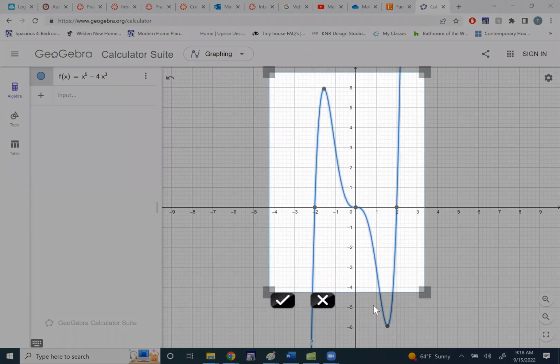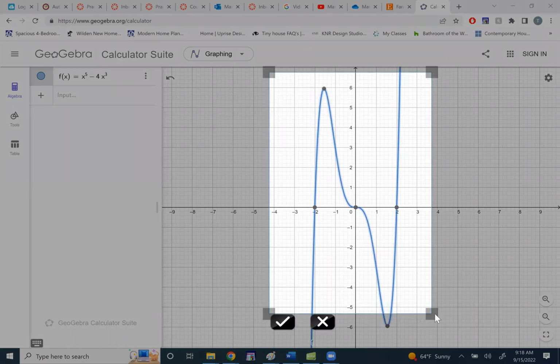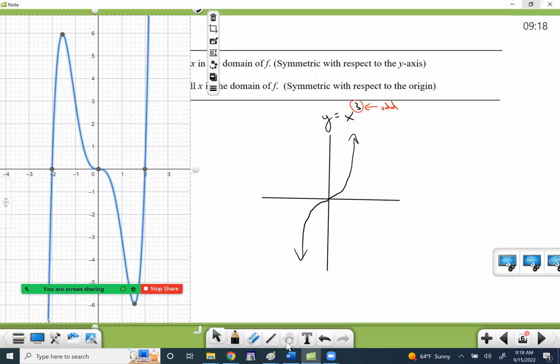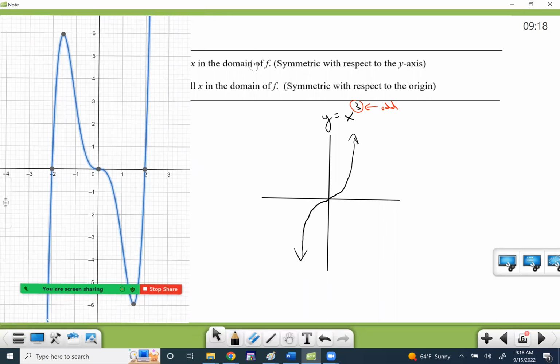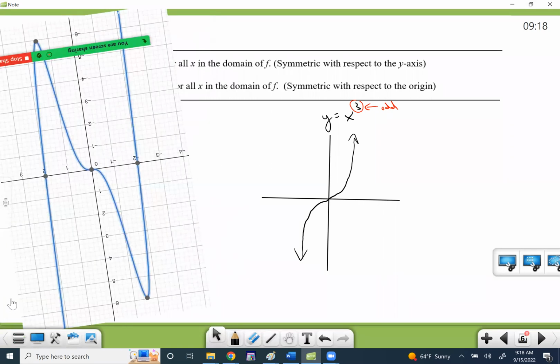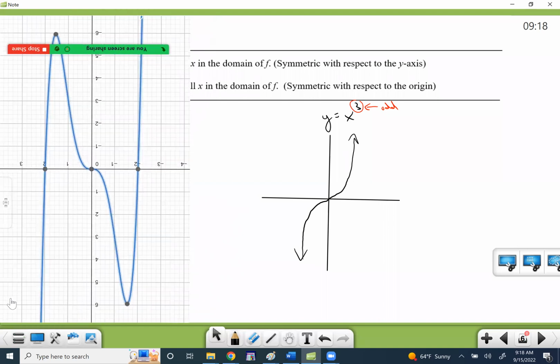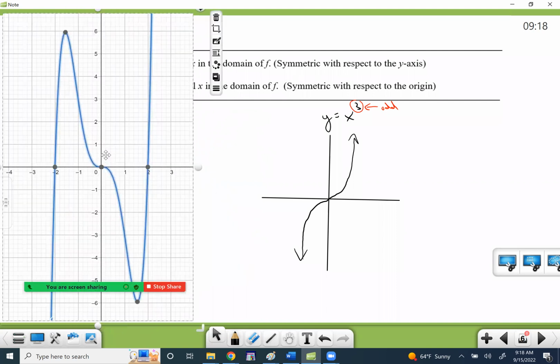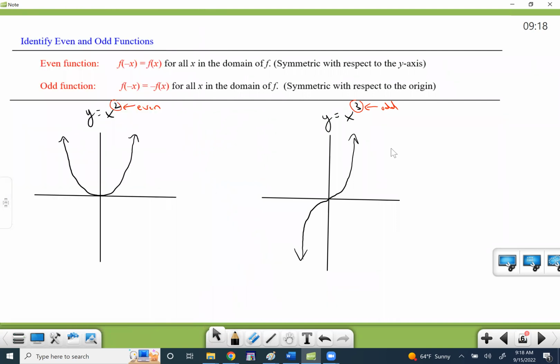But remember, odd means it's going to look the same when I rotate it 180 degrees. So hopefully you know what that looks like and you've memorized it. I'm going to flip it upside down and it looks exactly the same right side up as upside down. So this is indeed symmetric to the origin. Okay. All right.